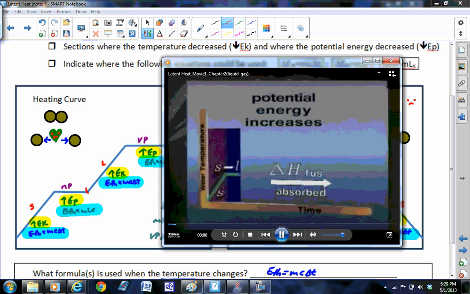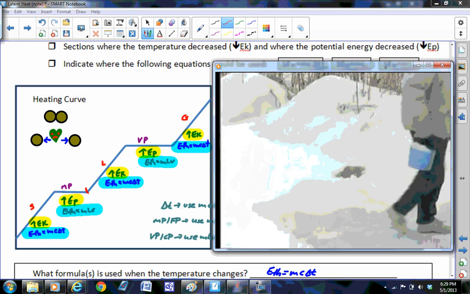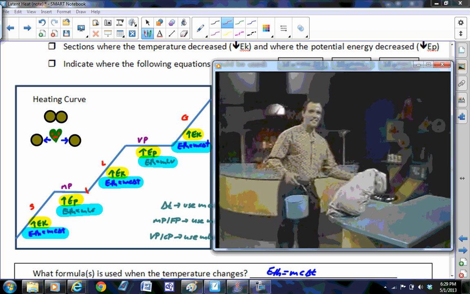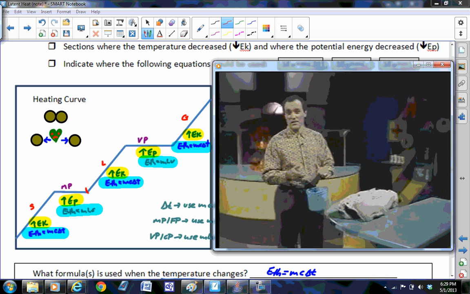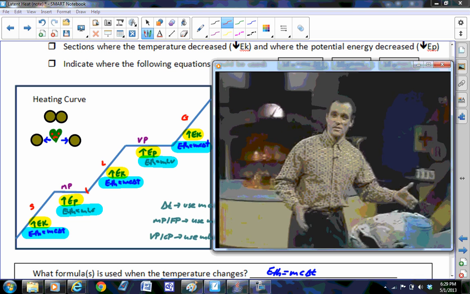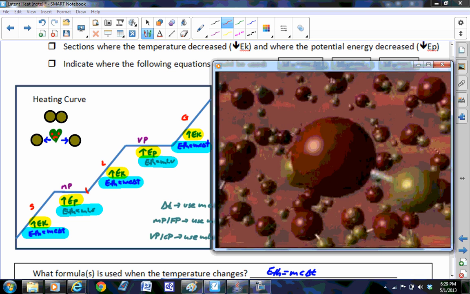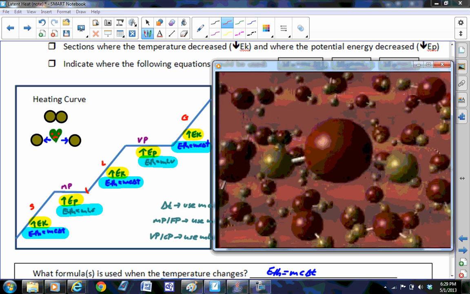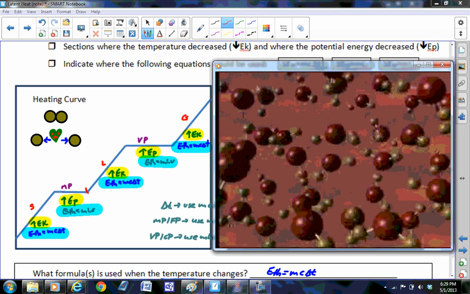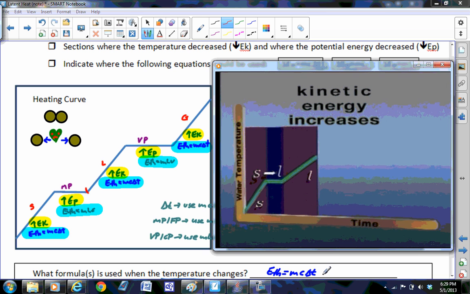Of fusion. Let's now examine the energy changes in the liquid phase. Once all the solid is melted, the further addition of heat causes the average kinetic energy to increase again. The molecule's vibrational motion, as well as translational motion and rotational motion, increases. We measure these increases in kinetic energies as an increase in temperature.